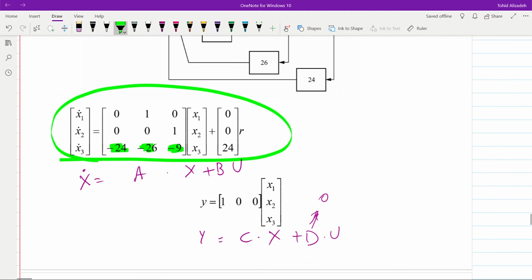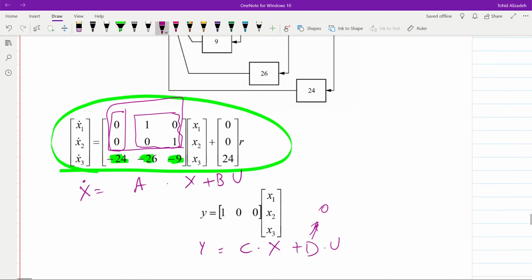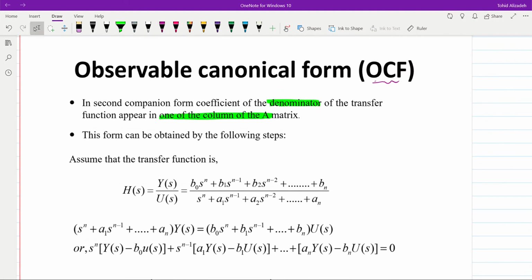And for the rest of the A matrix here, we had zeros for the first column and a diagonal submatrix with ones at the diagonal for the diagonal elements. And we also had the values obtained for B and C vectors. Here, in the case of observable canonical form, a single column of the A matrix will receive values directly from the coefficients of the denominator of the transfer function. This form can be obtained following the steps that I'm going to show you.